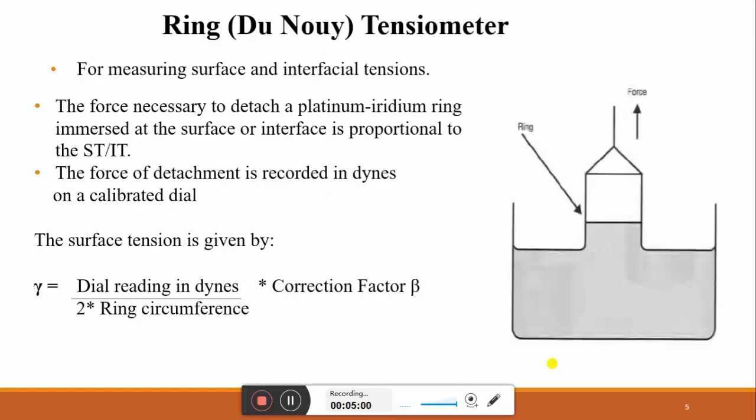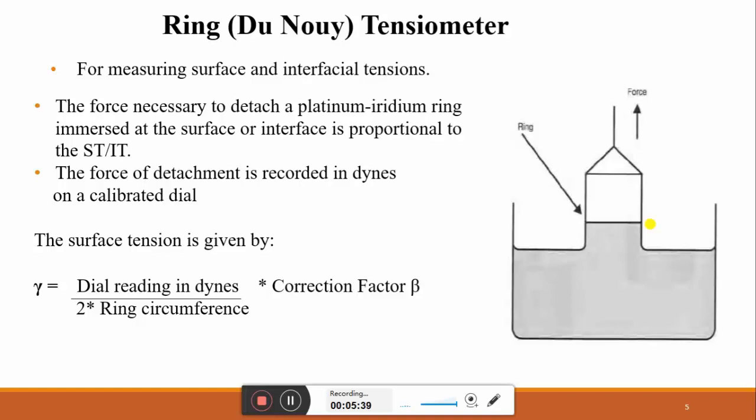So next is the Ring-Dunoyer tensiometer. This method is used for measuring surface tension and interfacial tension. The basic principle of the ring Dunoyer tensiometer is that the force which is necessary to detach a platinum iridium ring immersed at the surface or interface is proportional to the surface tension or interfacial tension of the liquid. That means if surface tension is more, we have to apply more force to detach the ring from the liquid surface.